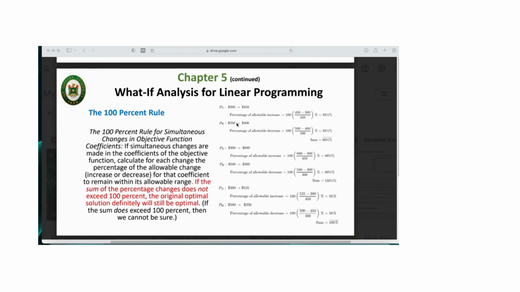And in the profit per window, decreased to 400. What's the change? What's the magnitude? You will get the difference between these two values. So that will be 500 minus 400. That will be 100. So here, you have 100 in the numerator. Here, you have 150 in the numerator. Now, how do we get the divisor here? Where do we get this divisor? 450 is the allowable increase indicated on the table, and 300 is the allowable decrease, based on the table.